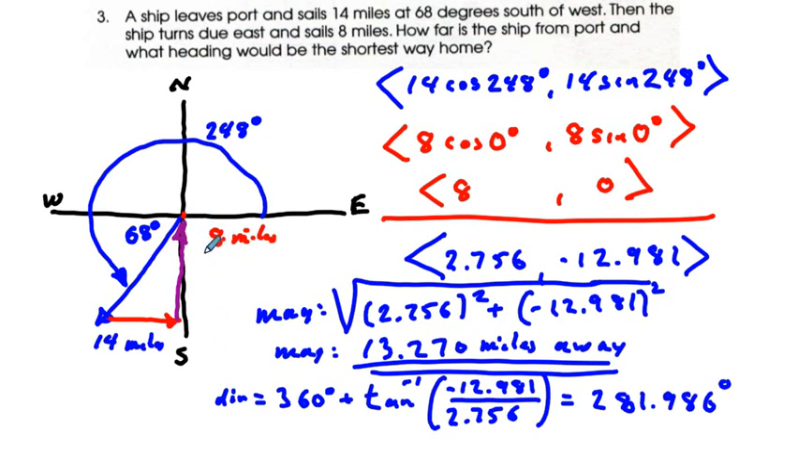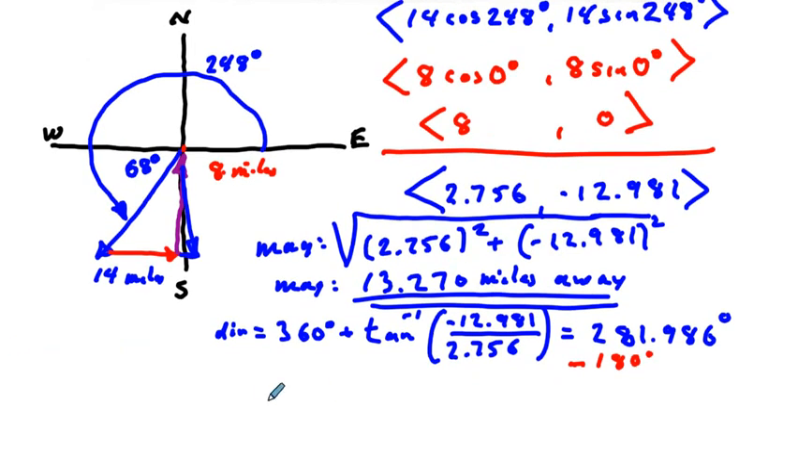So 281 point, it would be here, because that's 270 going straight down. So it's going to be right here. It says what heading would be the shortest way home. Well, that's the direction of the vector. And so you actually have to go the opposite way to go home. So it's pointed down here. So you got to take that one right here, and you got to subtract 180 degrees to get the direction headed home. You see that because you got to go the opposite direction. So you take minus 180.